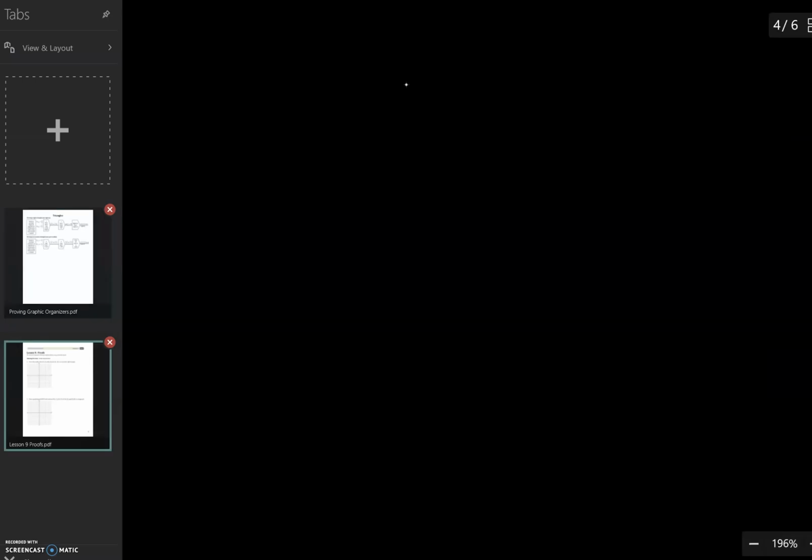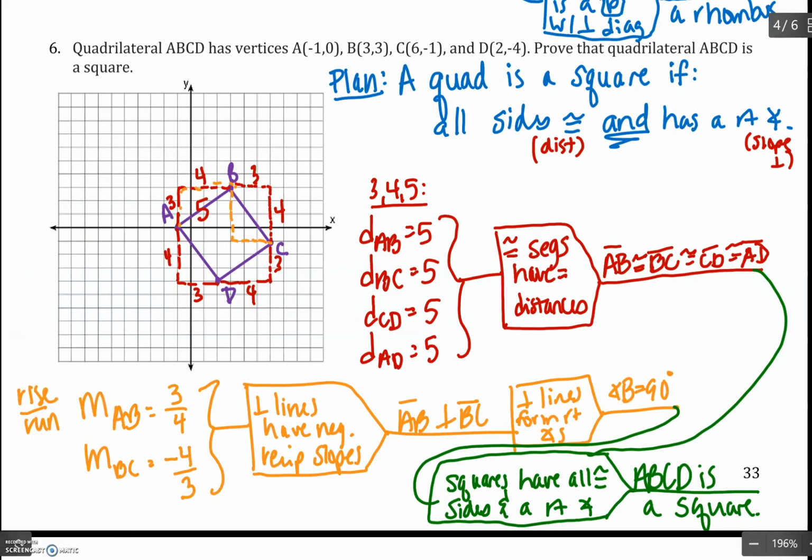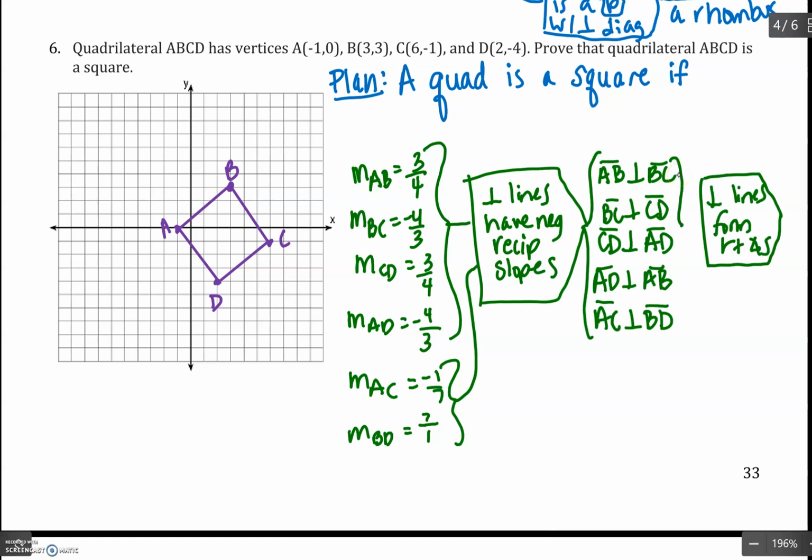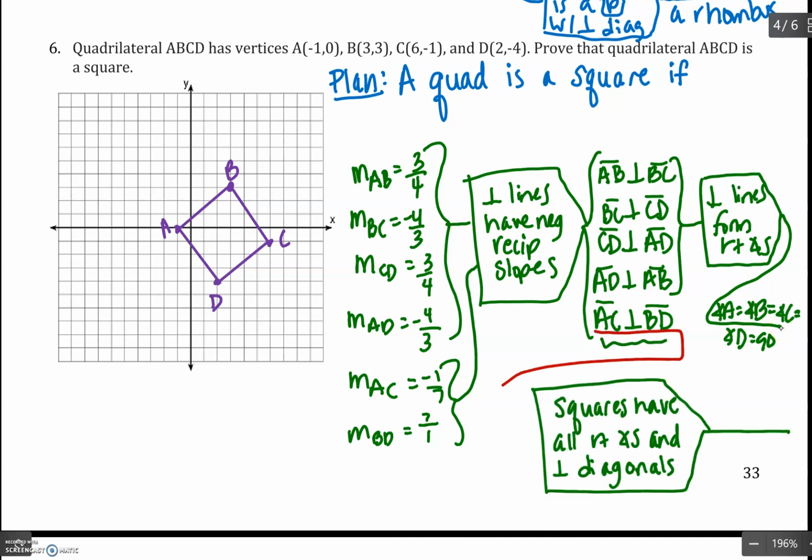So if you do prefer to do the slopes only version, you'll do all the slopes and you'll see that you've got all sorts of negative reciprocals. So because of that, we're going to have a bunch of perpendiculars. AB is perpendicular to BC, etc. All four sides here plus the diagonals. The perpendicular lines form right angles will give us the angles that A, B, C, and D are all 90. And we have the perpendicular diagonals. And so you can get your square that way.